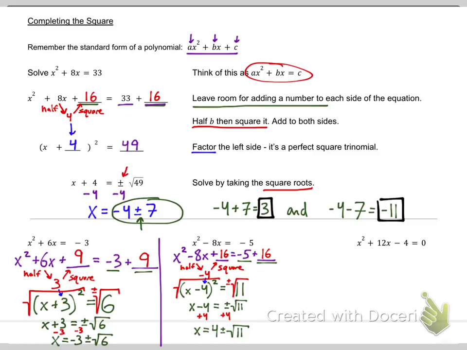Once again, we cannot simplify the square root of 11, so we're done here. As long as you remember, we actually have two answers we just wrote down. There's 4 plus the square root of 11, and the other answer is 4 minus the square root of 11.